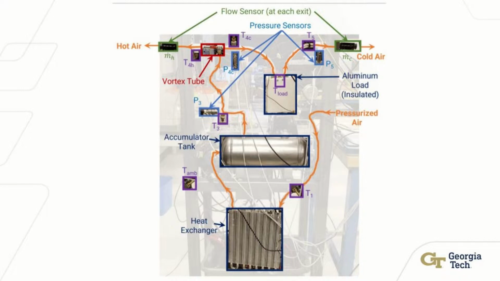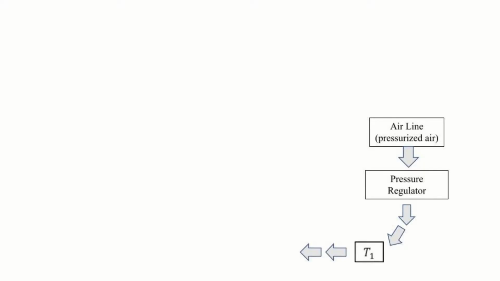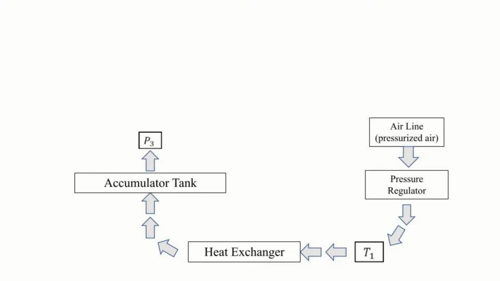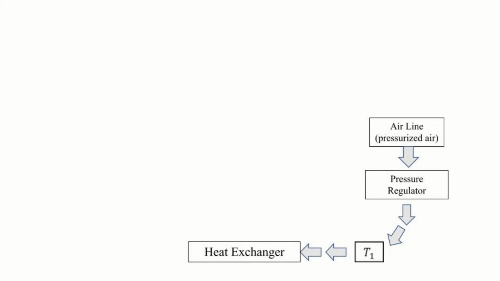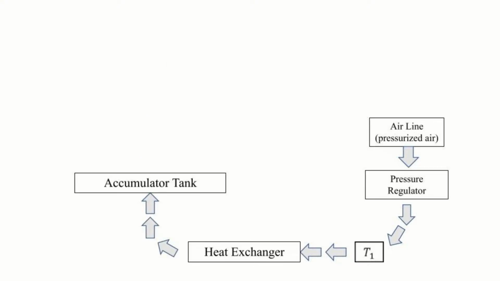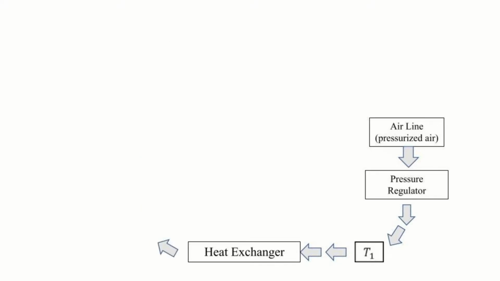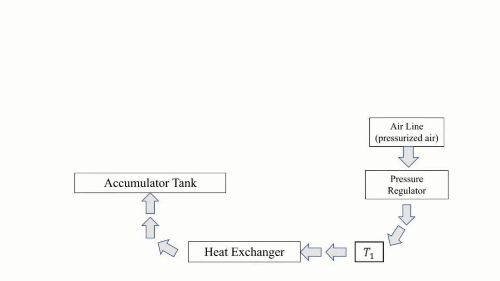From there, the air travels through the pressure regulator, followed by the first temperature reading, where we expect the temperature to be higher than the ambient temperature. The air will then run into a heat exchanger, where it will drop the temperature back to ambient. The air will then run through the accumulator tank, which holds any excess air that goes beyond the set pressure, in which case the pressure and the temperature will be taken before it flows into the vortex tube.